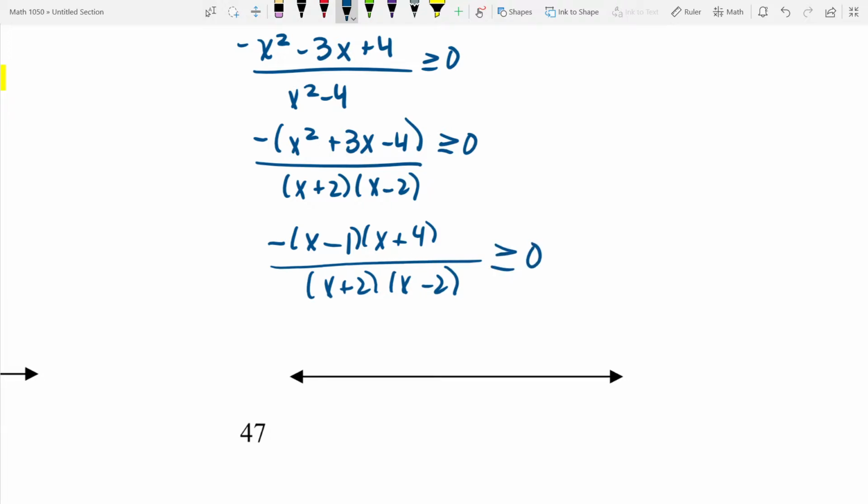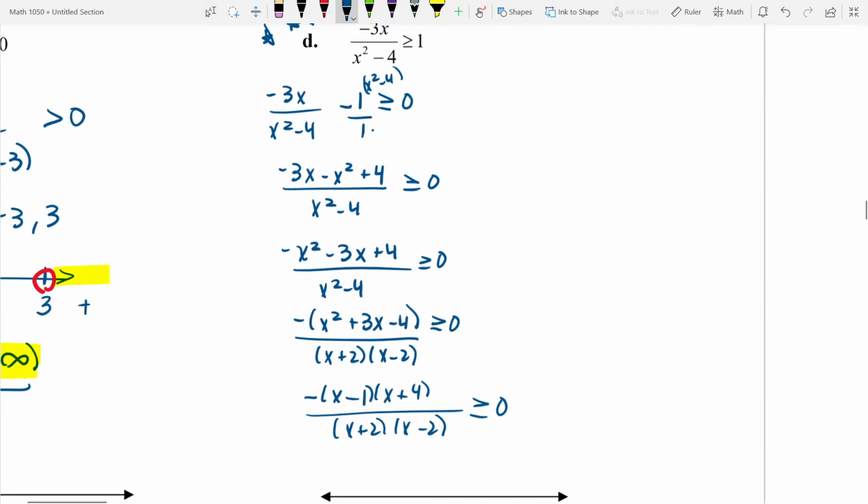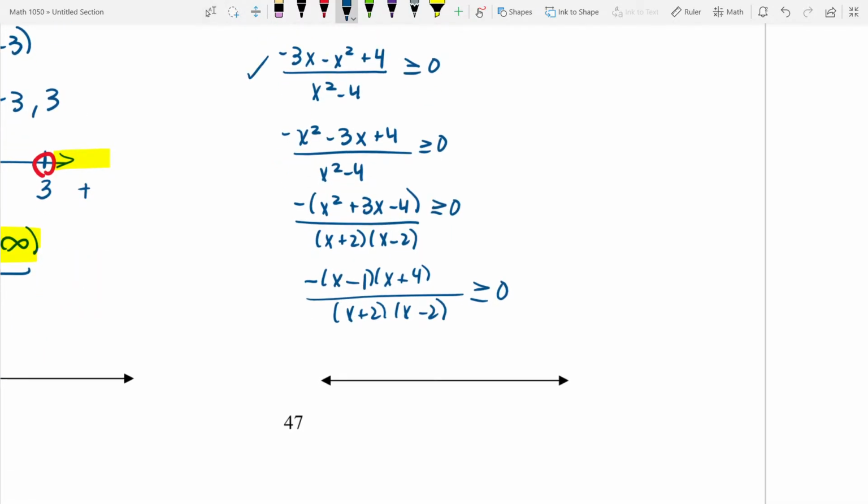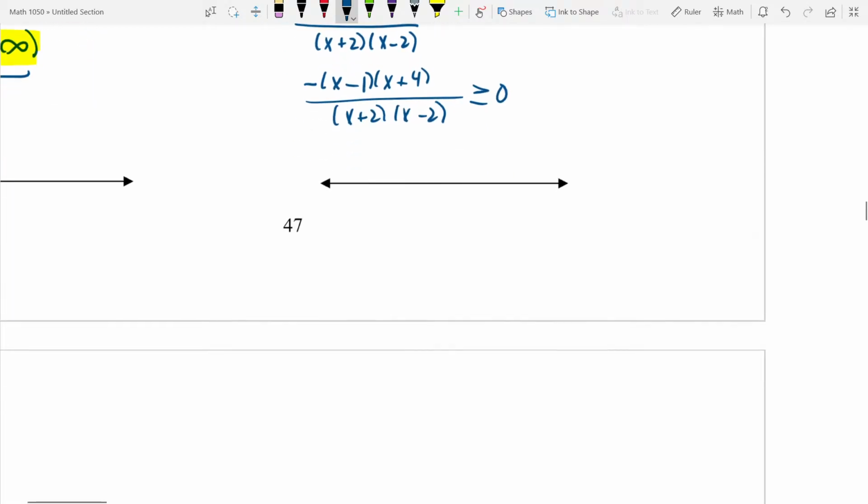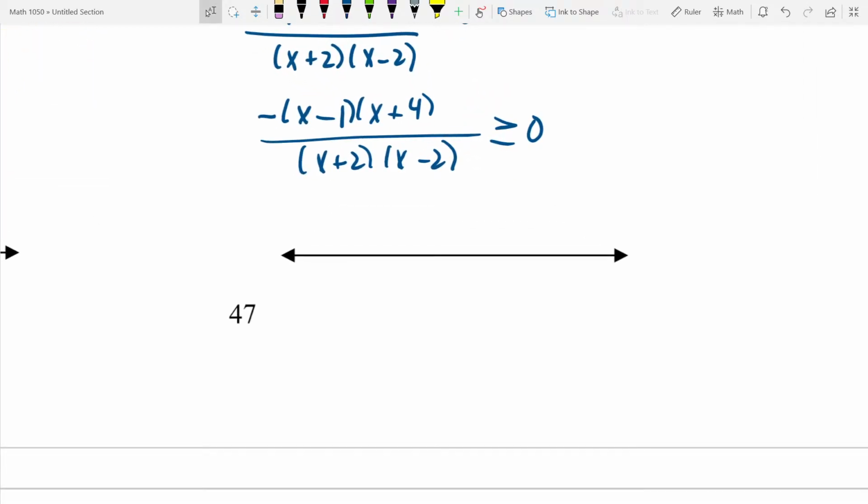Okay, everybody freeze for a second. Step 1, 0, done. Step 2, get a common denominator, I did that here. Step 3, factor. I did it. What do I do now? Critical numbers.